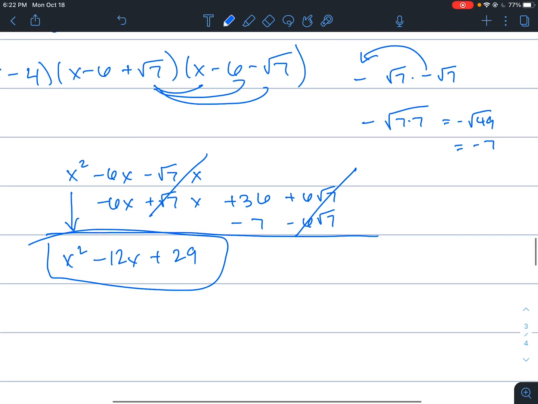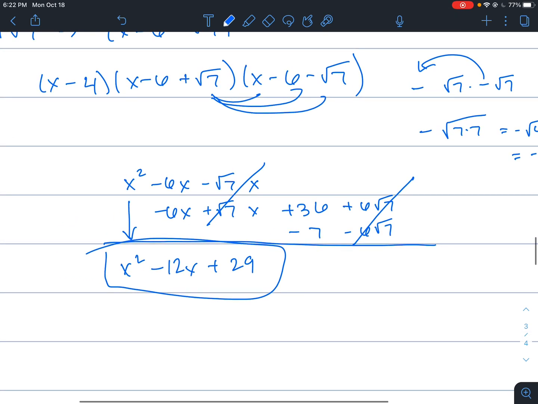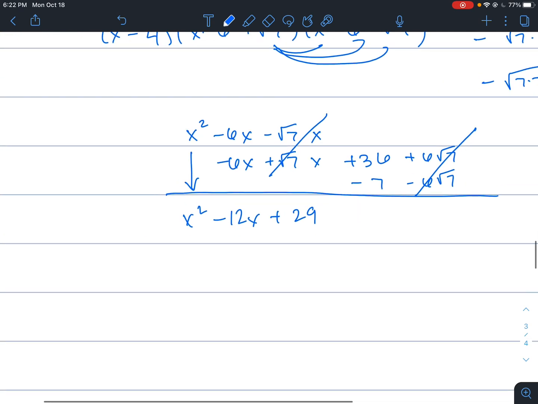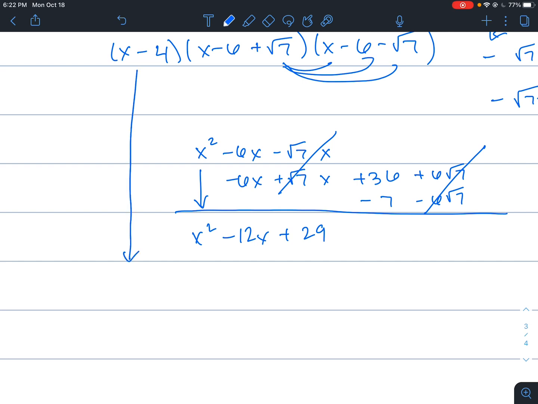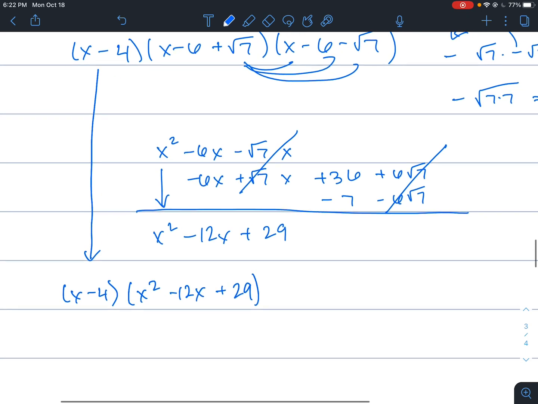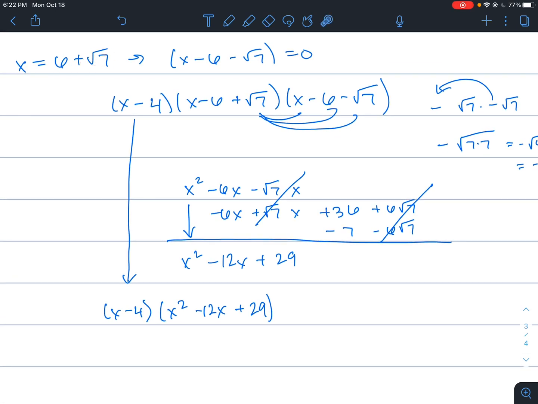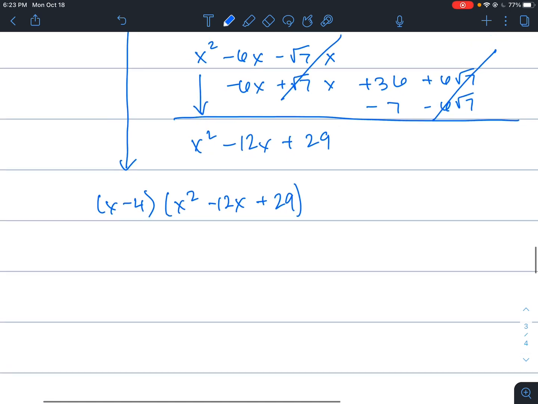Not finished yet, sorry. That's whenever we multiplied those together. Now, don't forget that I have to multiply it by x minus 4. So I have x minus 4 times x squared minus 12x plus 29. Now, notice that I don't have any more irrational numbers. I don't have any more radicals. That's because I multiplied the conjugates together. When you multiply conjugates together, the radicals will cancel out. So always multiply conjugates together first.